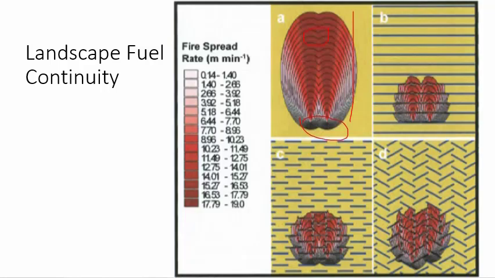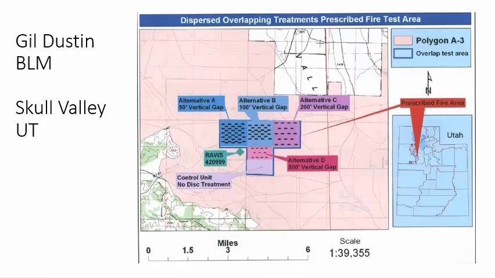Now, this whole theory here was tested by a fellow named Gil Dustin. He's fire management officer with the Bureau of Land Management, still to this day, I believe. I'm not sure what his position is, but this is an actual field test in the Skull Valley of Utah, southwest of Salt Lake City. And you'll see right in the center there of the page, you'll see these 1 square mile sections where he actually implemented these spatial patterns with a bulldozer and a disc unit.